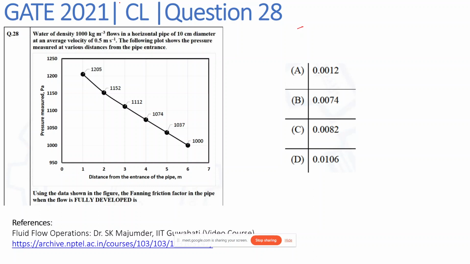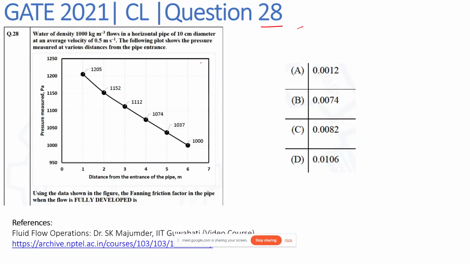So the first question is from the GATE 2021 chemical engineering paper. This is question number 28. The question is, water of density 1000 kg per meter cube flows in a horizontal pipe of diameter 10 centimeter at an average velocity of 0.5 meter per second. The following plot shows the pressure measured at various distances from the pipe entrance. Using the data shown in the figure, the fanning friction factor in the pipe when the flow is fully developed is dash.